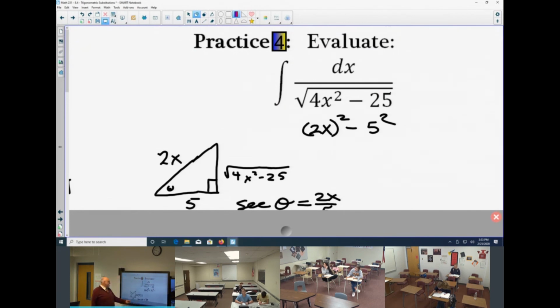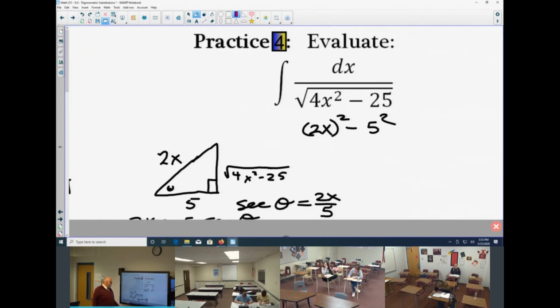So I think this is a little bit easier to do it as to draw your triangle like this, where you'll have 2x is your hypotenuse, 5 is one leg, and radical 4x squared minus 25. So then the secant of theta would be 2x divided by 5. All right, so see if you can finish it off from there.